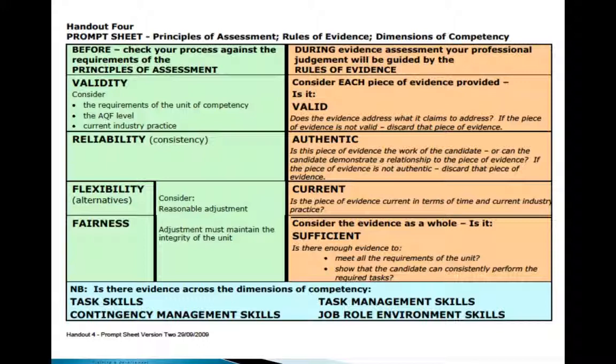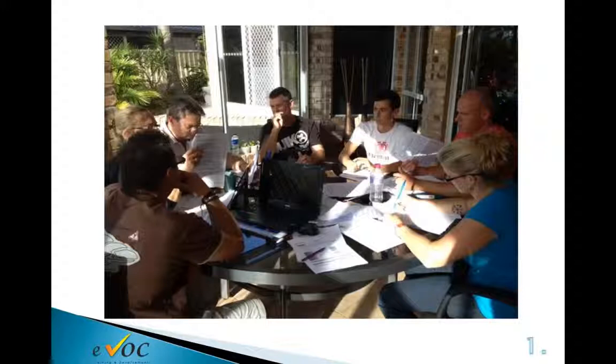And we need to stop and take a look at the principles of assessment. So here we can see on the left-hand side the principles of assessment, and you can see reliability. Now, if the assessment tool's assessor guidelines are reliable, then these assessors are going to be making consistent judgments.